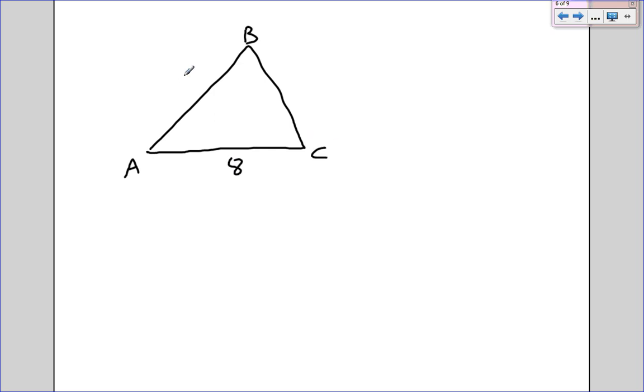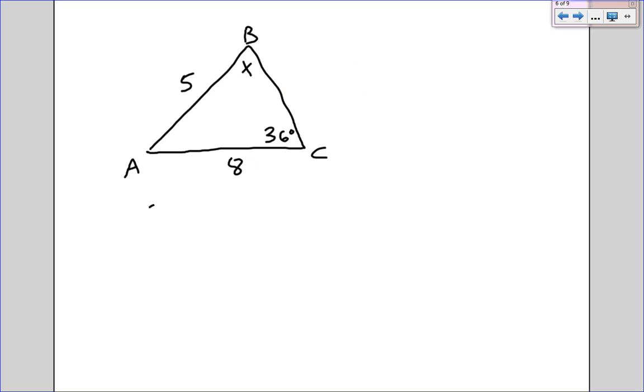All right, let's look at one last problem to get practice when we're solving for a missing angle. So here we have triangle ABC. We know 8 and 5. And we know that this angle here is 36 degrees. And we want to know x right here.